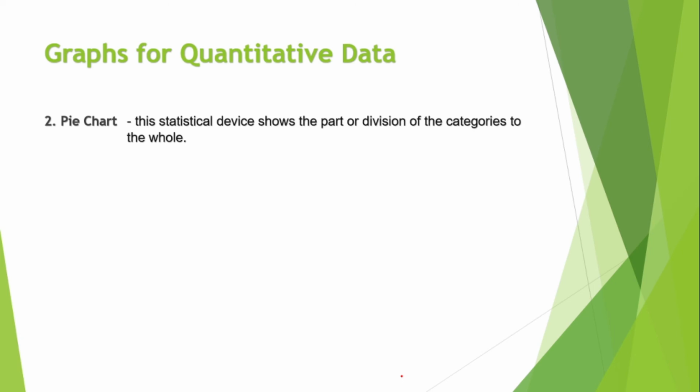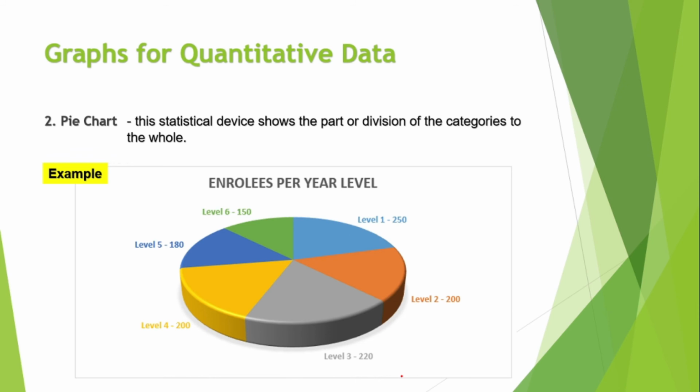Next is the pie chart. So, pie chart, this statistical device shows the part or division that categories to the whole number. Example, so again, enrollees per year level. So we have, meron akong nilagay dito. For level 6, 150. So meaning to say, since this is green, so ito yung graph niya. So level 1, 250. So medyo malaki siya kaysa sa level 6. And level 3, we have here 220 and so on. So just this a simple pie chart.